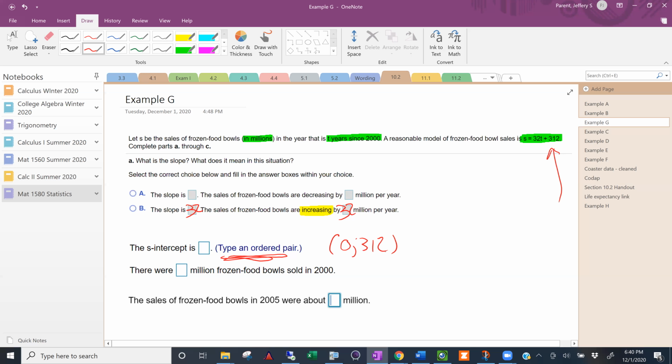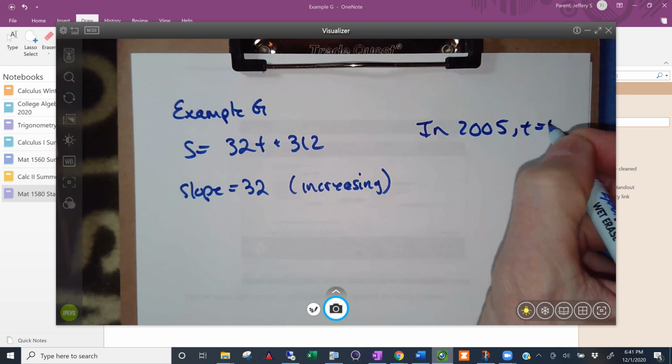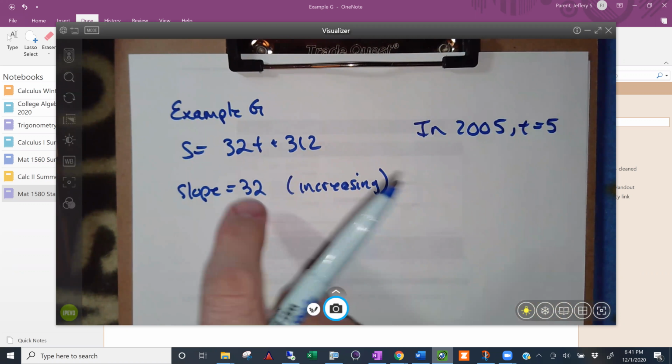So what's that saying? That's saying in year 0, which is really 2000, that there was 312 million frozen food bowls sold. Okay. Sales of frozen food bowls in 2005. How are we going to get the sales for 2005? Well, 2005 is how many years past the year 2000? 5. So essentially what they're telling us is in 2005, the value of T equals 5. So we're going to plug T equal 5 into this equation.